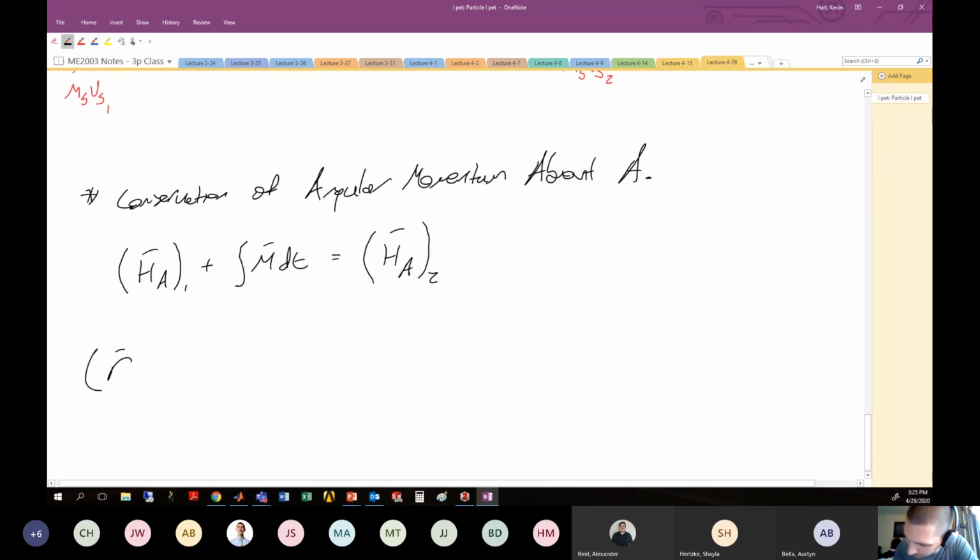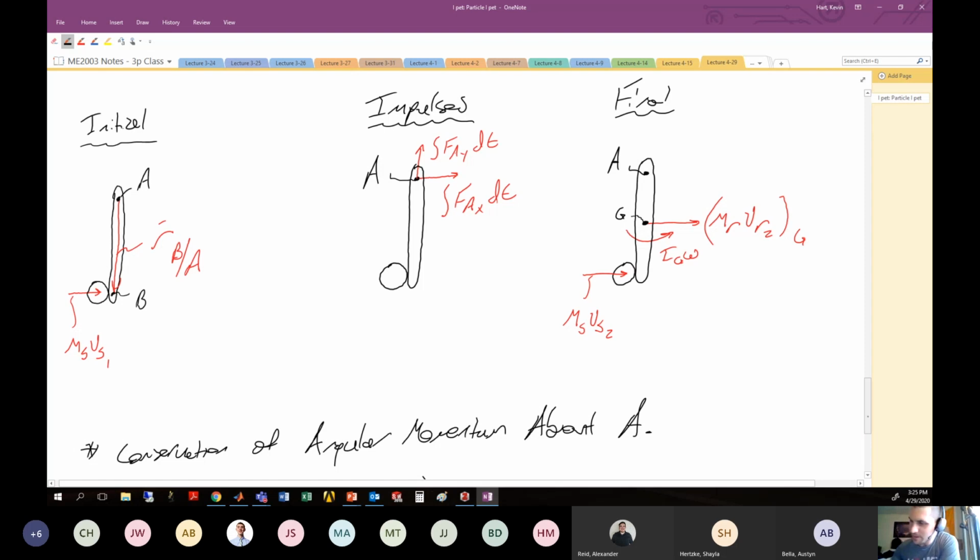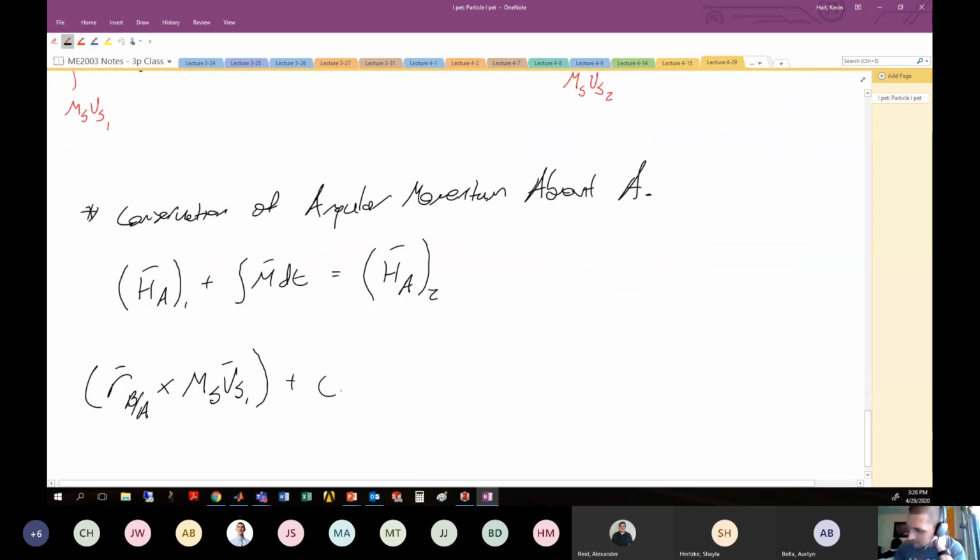So here we're going to have the position vector which locates B from A, crossed with the linear momentum of the sphere, which is msvs1. That's the only angular momentum component we have to worry about in our initial state. Our impulses now. We have to worry about the moment impulses about point A. Since both of these linear impulses travel through point A, there is no moment arm, so we have no moment impulses about point A. So here, plus a big old 0. I like when I get to write 0 on the paper because that's easy. I can add 0 to something.